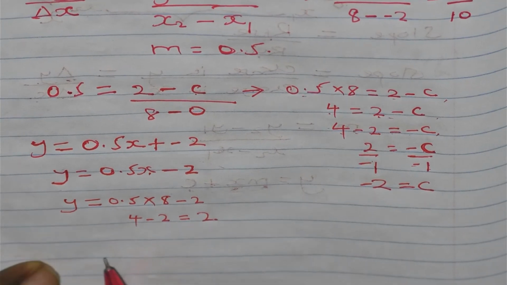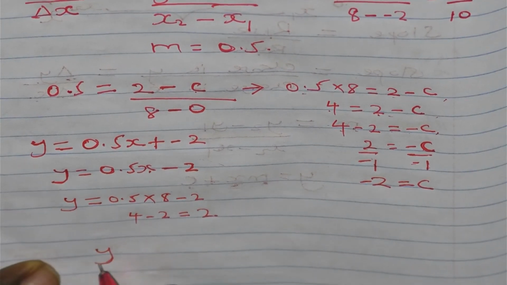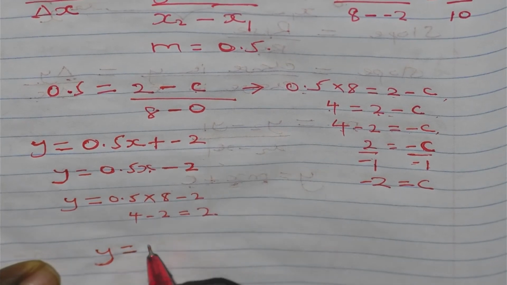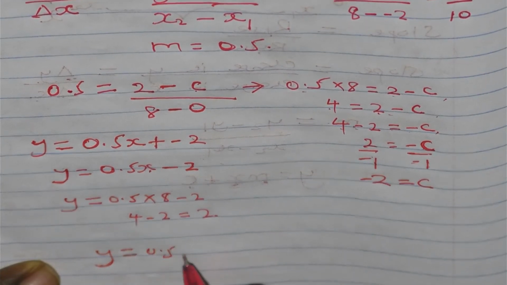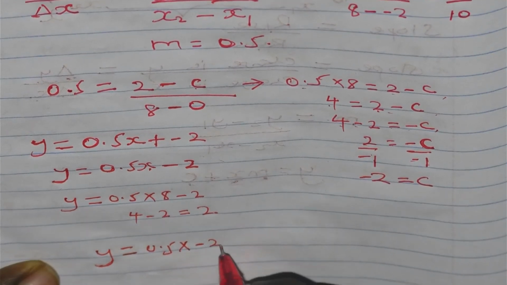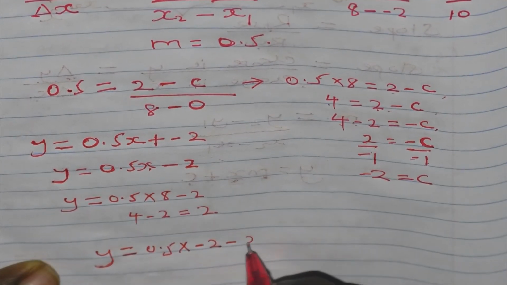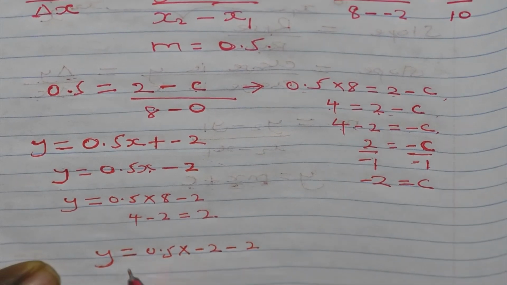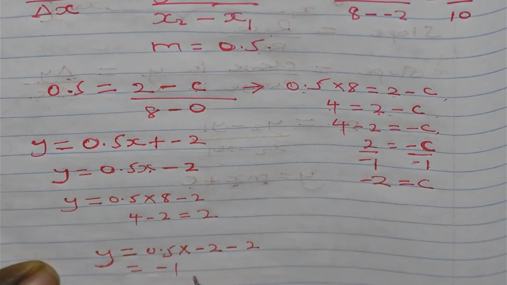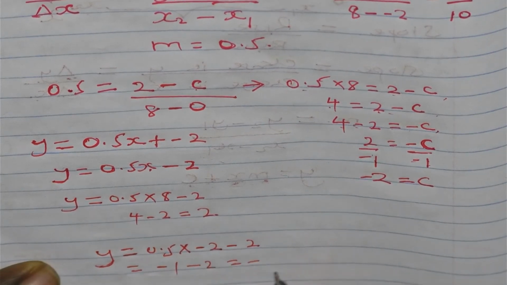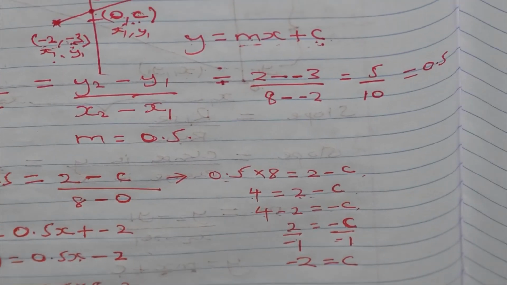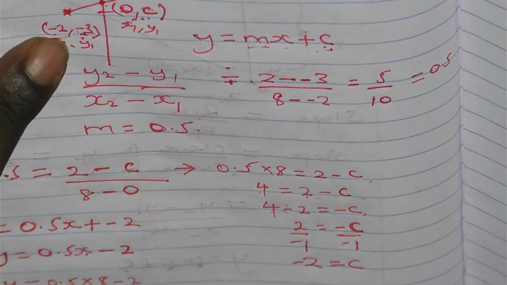So y is equals to m, which is 0.5, multiplied by x, which is negative 2, minus 2. That gives us negative 1 minus 2, which gives us negative 3. And as you can see, the point there is negative 2, negative 3.